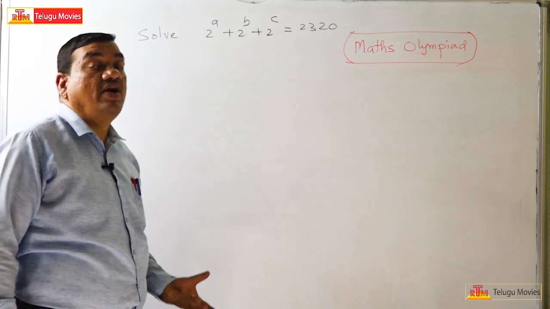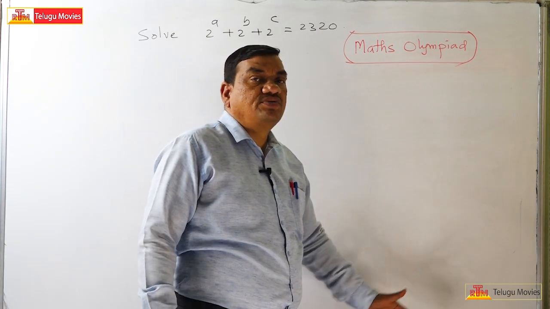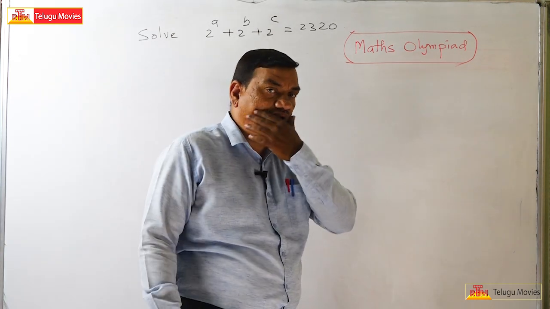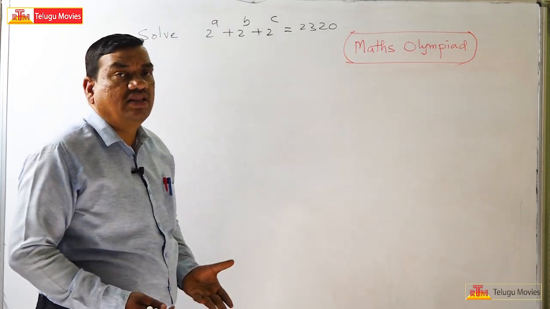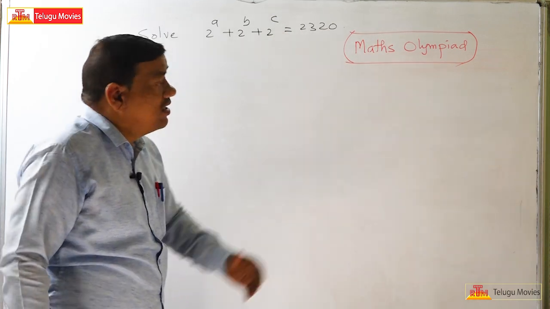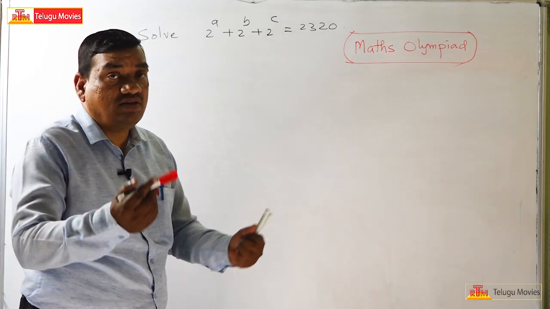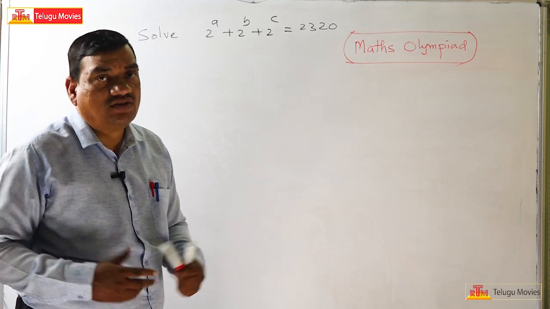Then how to solve A value, B value, C value? Okay, if options are given, then we can do option verification. By substituting A value, B value, C value, we will get the sum and we will get the answer 2320. But here options are also not given. They have simply given A is equal to dash, B is equal to dash, C is equal to dash. How to do this?